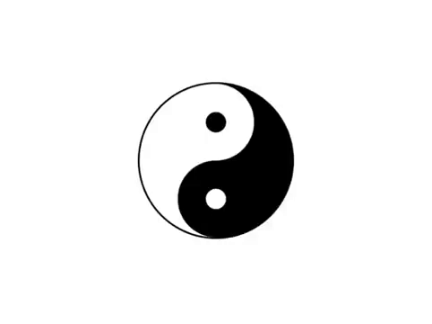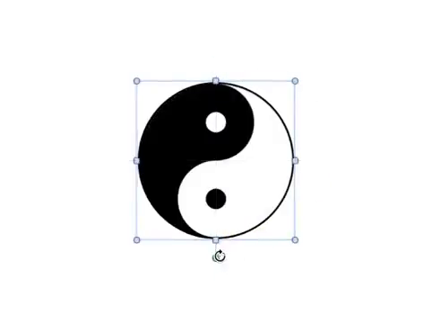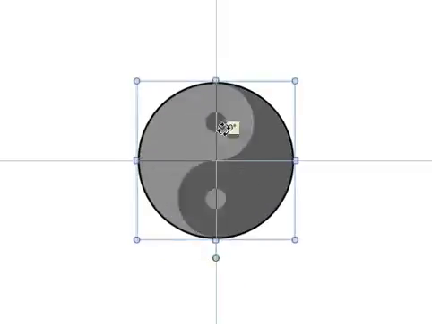How about the Chinese yin and yang symbol? Notice after a turn of 180 degrees, it's not the same. Therefore, it has a rotational symmetry of order 1.